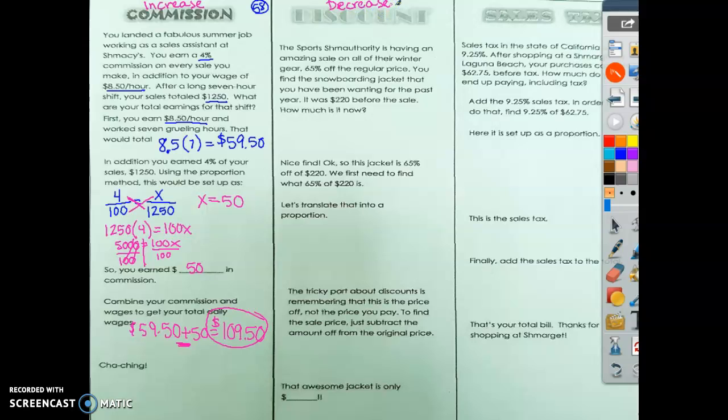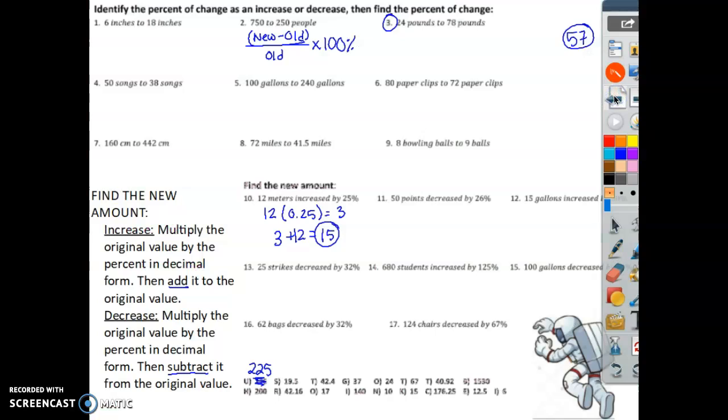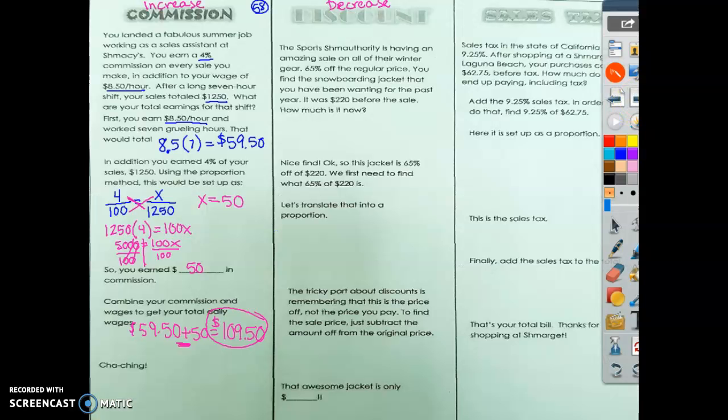And if we're decreasing, remember again, when you have a decrease, you're going to subtract from the original value. Let's look at it. The Sports Authority is having an amazing sale on all of their winter gear, 65% off the regular price. You find the snowboarding jacket that you've been waiting for the past year. It was $220 before the sale.